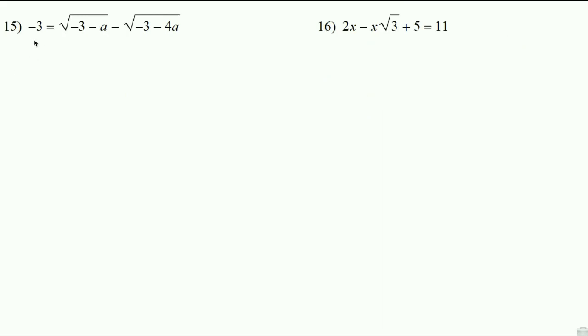All right, number 15. Number 15 has 2 radicals that are not like radicals, so we can't combine them. So what we do on these is we want to first isolate one of the radicals.